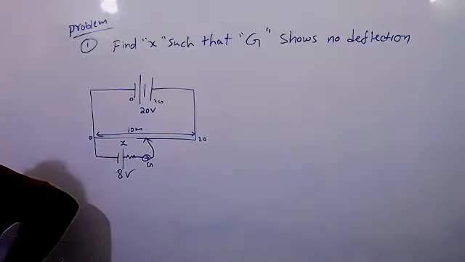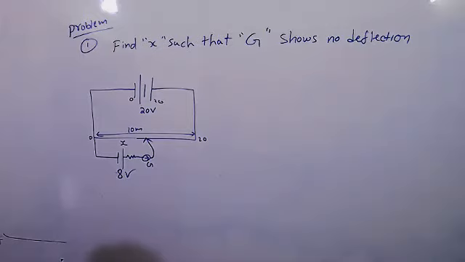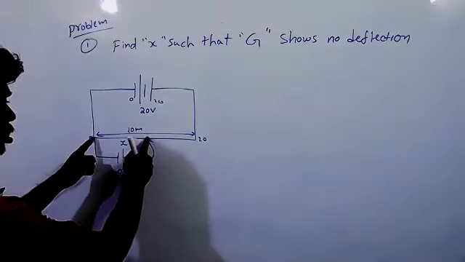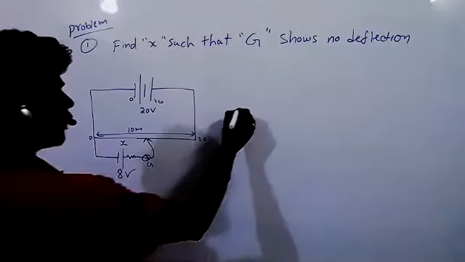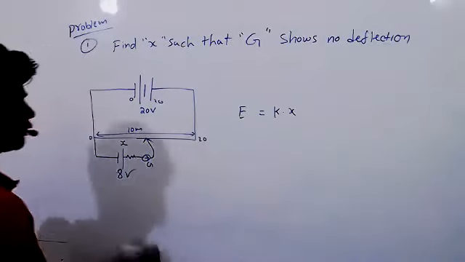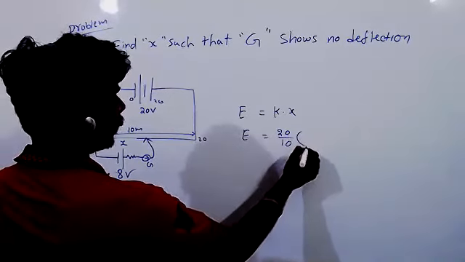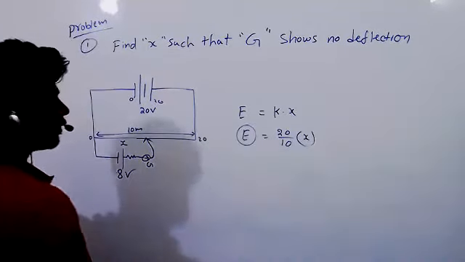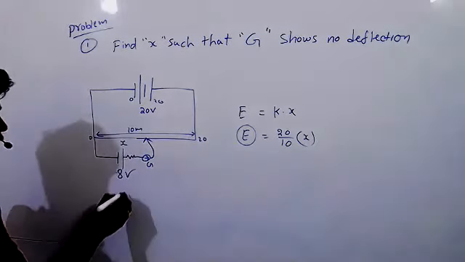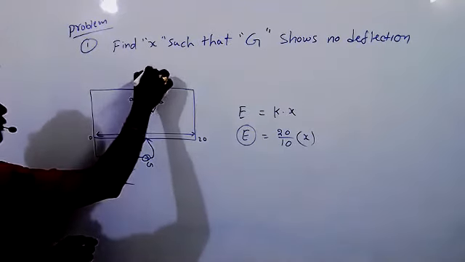Anirudh? Yes, sir. Which formula will you use? How much potential drop will be here? If you want to calculate this, EMF equals potential gradient into X, right? Yes, sir. 20 by 10. No, E is equal to 20 by 10 into X. How much is E? Yes, sir. E is 20, sir. Oh, 8 volts. Sorry, sir. E is the battery. Yes, sir.